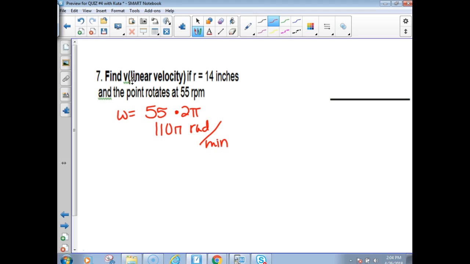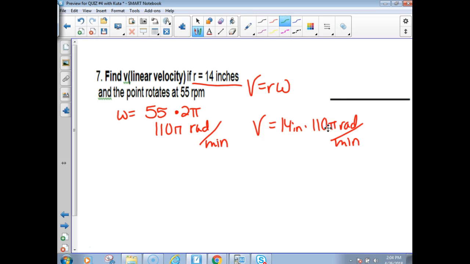Okay, that's omega. It says to find the linear velocity, you have a radius of 14. Linear velocity is r times omega. So our linear velocity for this question would be 14 inches times 110 pi radians a minute. The radians get dropped when you are writing your answer. 14 times 110. I have written it in terms of pi and in decimal form. In terms of pi, it'd be 1540 pi inches a minute. Or if you did it in decimal, that's 4,838.1 inches a minute.